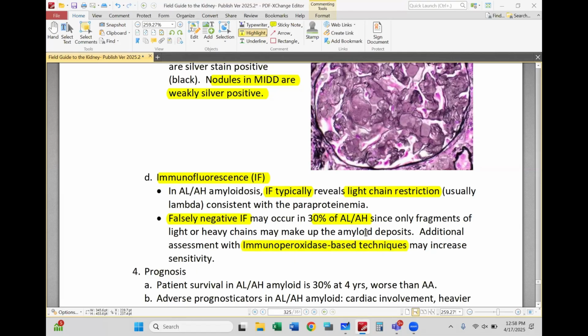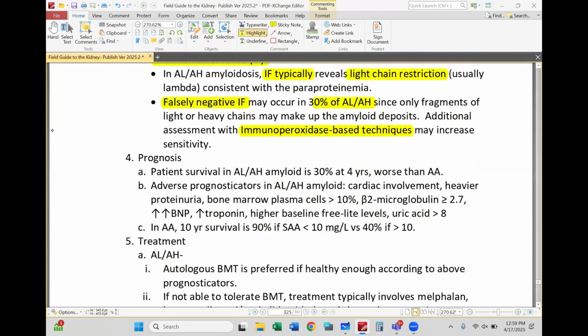One might be based on an immunoperoxidase, an alternate detecting mechanism for immunoglobulin, or even microdissection and nuclear magnetic resonance spectroscopy to find the antigen or the amyloid protein. So sometimes that's done in order to diagnose what specifically is the amyloid protein. You'll have to send this out for, again, microdissection and NMR spectroscopy. Okay.